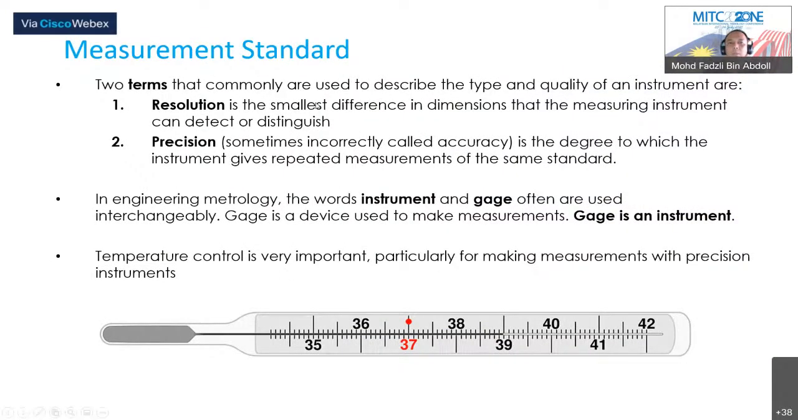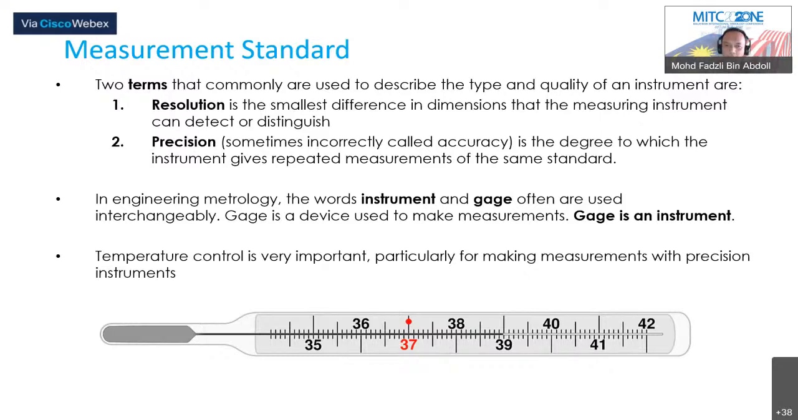There are two terms commonly used to describe the type and quality of an instrument. The first term is resolution. Resolution, ni semua tahulah resolution. Kita ada high resolution or lower resolution. Biasanya kita guna dalam pictures kan, dalam photos. Resolution is the smallest difference in dimension that the measuring instrument can detect or distinguish. Kalau smallest difference in dimension, maksudnya resolution lah.